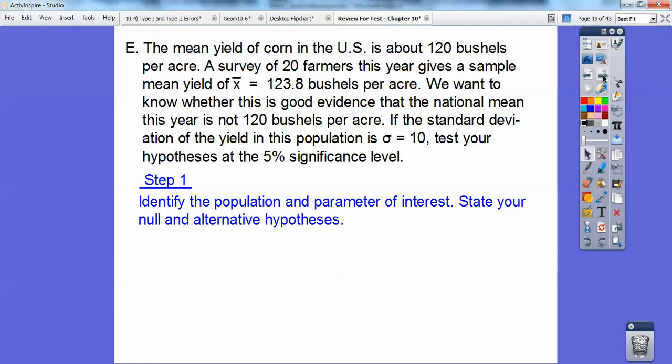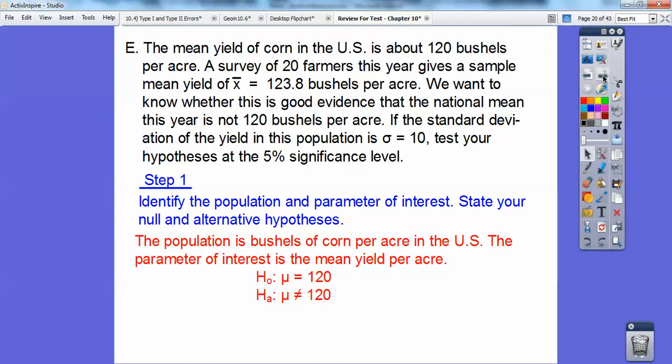Okay, so let's go ahead and identify the inference toolbox here. Step one, identify the population and the parameter of interest. State your null and alternative hypotheses. So my population is bushels of corn per acre in the United States, and the parameter of interest is the mean yield per acre. My null hypothesis, H sub 0, is μ equals 120, and my alternative, remember, is μ does not equal 120.